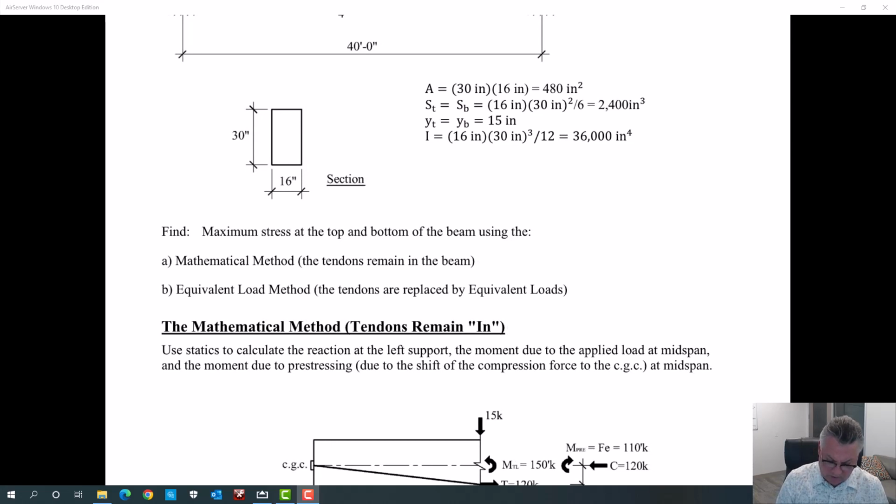So we are trying to find the maximum stress at top and bottom of the beam, and we're going to use 2 methods. First, what I call the mathematical method. It's the way it was done back in the day, back before T.Y. Lin came up with the equivalent load method. And believe it or not, it was the way I learned it because, and I will never understand this, at both Cal Poly and at Berkeley, they believed that this was a superior method, that the equivalent load method had seen its time. It was something that we did when we didn't have computers or didn't have spreadsheets, and we were going to revert back to this mathematical method.